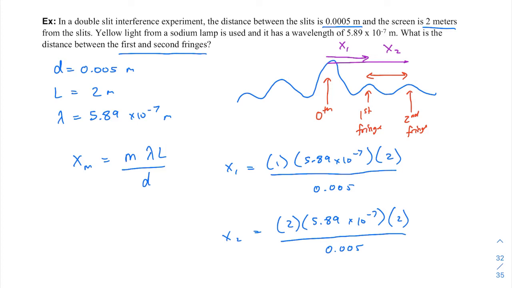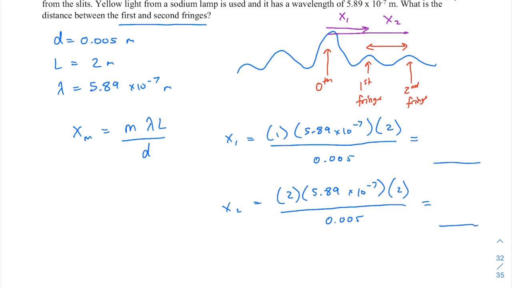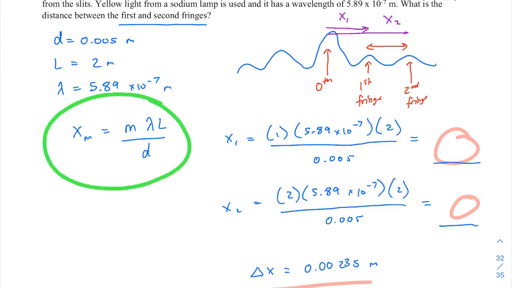So again, you should pause the video and calculate what x1 is, what x2 is. I'm actually not going to give those values to you. I'm going to expect that you calculate them, but you should expect that the difference between the two is 0.00235. Okay? So you should be able to calculate out what this value is. So those are two examples of using the equation for interference for Young's double slit experiment.